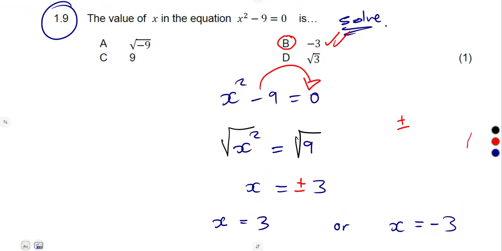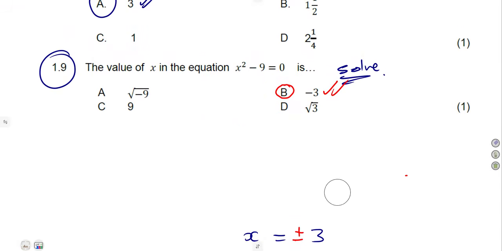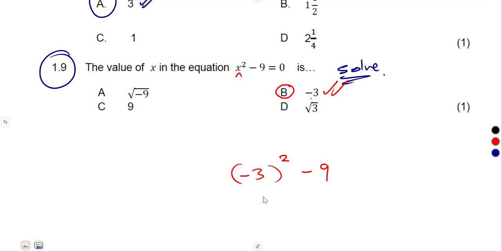So truly, let's prove this one and see. In place of x, we substitute minus 3. Minus 3 squared minus 9, we must get a 0. Minus 3 squared, remember, a negative raised to the exponent of 2 is positive. So that's 9 minus 9, and 9 minus 9 is 0. So as you can see, when x is minus 3, we obtain a 0 as on the right-hand side, meaning that's a true value of x.